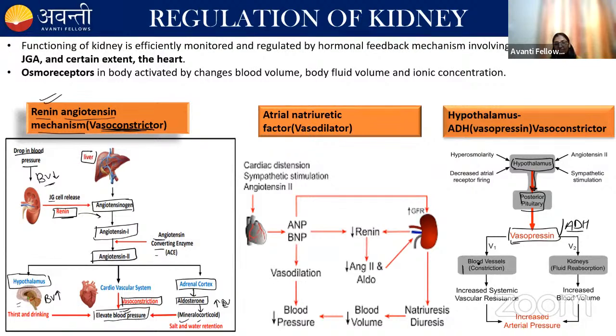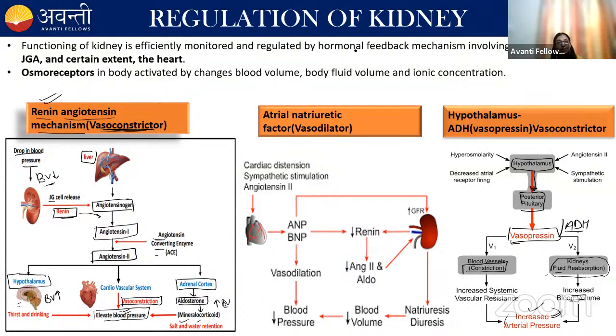Vasopressin performs two functions. Number one is vasoconstriction. They will narrow the lumen of the blood vessels and increase the blood pressure. Second, they will act as an antidiuretic hormone. They will increase the reabsorption of water. When they increase the reabsorption of water, the blood volume will increase, and an increase in blood volume leads to an increase in blood pressure. Now, both regulations lead to an increase in volume, which leads to an increase in blood pressure.